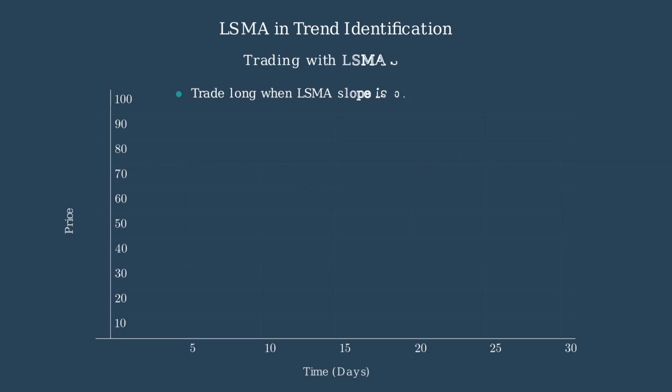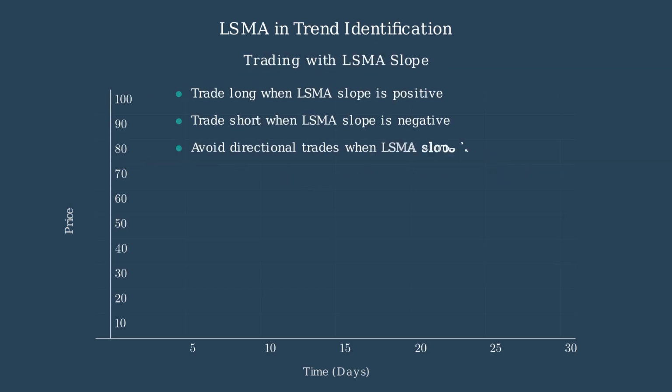Traders can use the LSMA slope to make informed trading decisions. When the slope is positive, look for buying opportunities. When the slope is negative, consider selling or shorting. When the slope is flat, it's often best to wait for clearer directional bias.